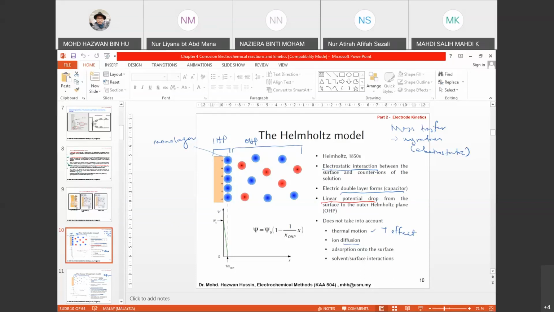And of course, as I said, it will form a double layer, which is a capacitor, and the potential values will have a linear drop, because you will notice that the region near the inner Helmholtz plane has a higher potential value compared to further out at the outer Helmholtz plane. That is why the potential value shows a linear drop. But the Helmholtz model didn't account for certain things like thermal motion, the temperature effect, diffusion, and other things.